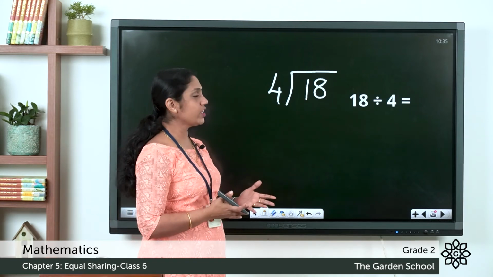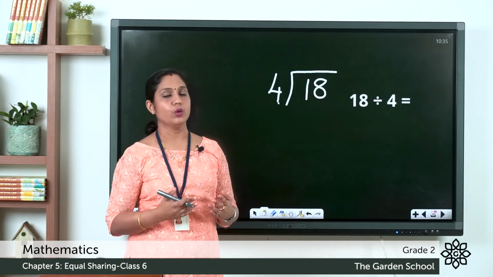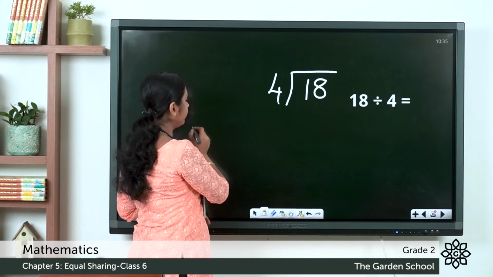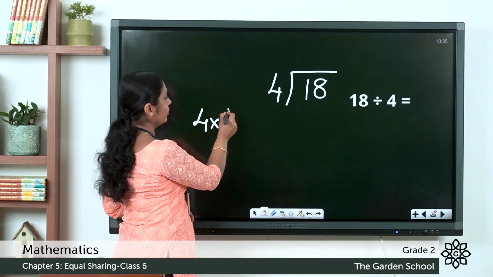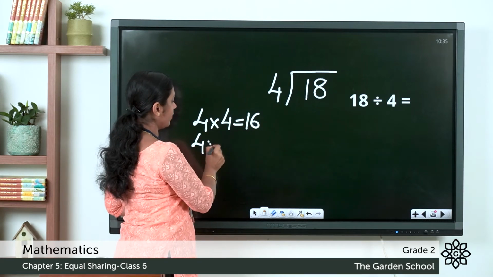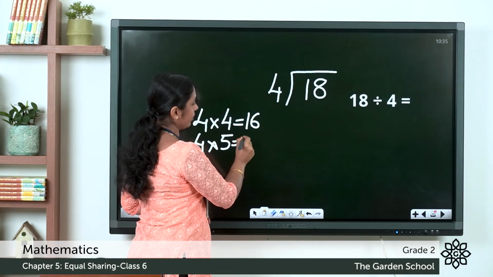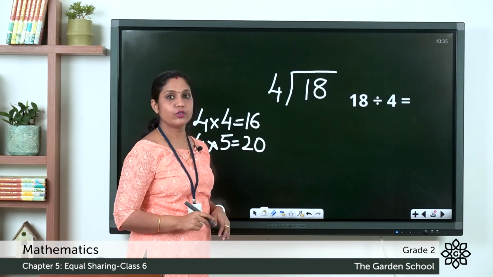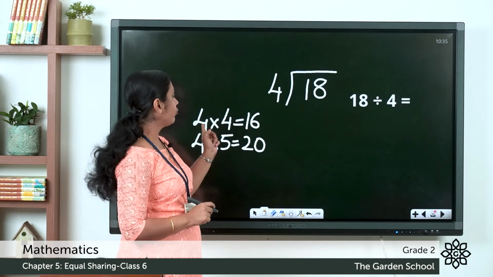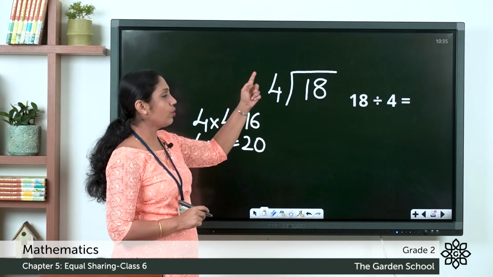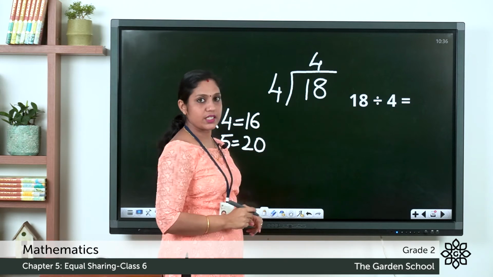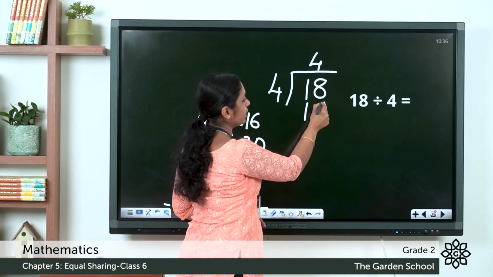20. So where did we reach? Did we get the number 18? No. So we have to take the number just before 18. So we have 4 4s are 16 and 4 5s are 20. So we have to take the number 16. So which number should we write on top? We have to write 4 4s are 16. That 4 you have to write on top. And 4 4s are 16, you should write below 18.